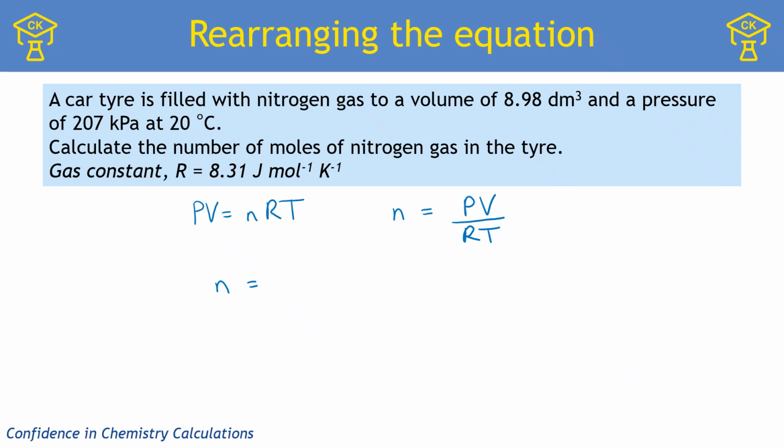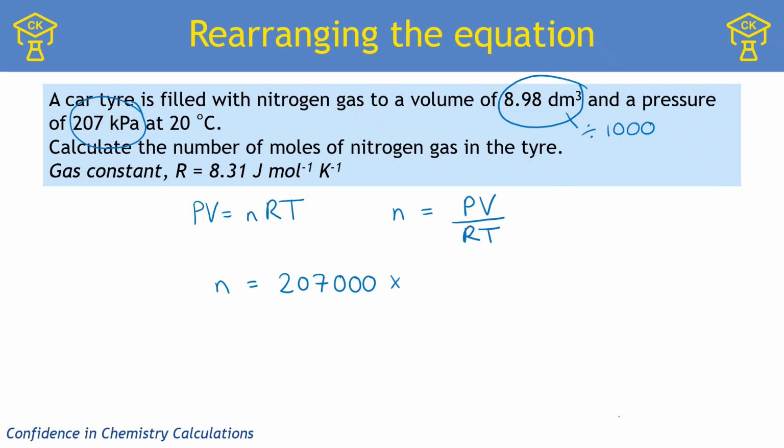So first of all, let's look at pressure. Pressure is given as 207, that is kilopascals, and we want pressure in pascals. So we times it by 1,000 to get 207,000 pascals. Then we are going to multiply by the volume, and the volume needs to be in meters cubed, and at the moment it's in decimeters cubed. So we divide by 1,000 to get from decimeters cubed to meters cubed. If you're still stuck on your volume conversions, have a look at the video on units.